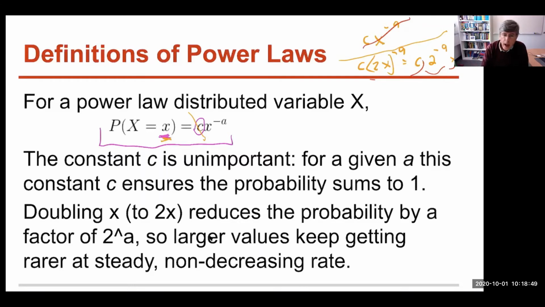Okay? And it will keep doing that over the whole range of the distribution. The probability as you keep doubling the wealth gets smaller and smaller and smaller, but it doesn't go to 0.